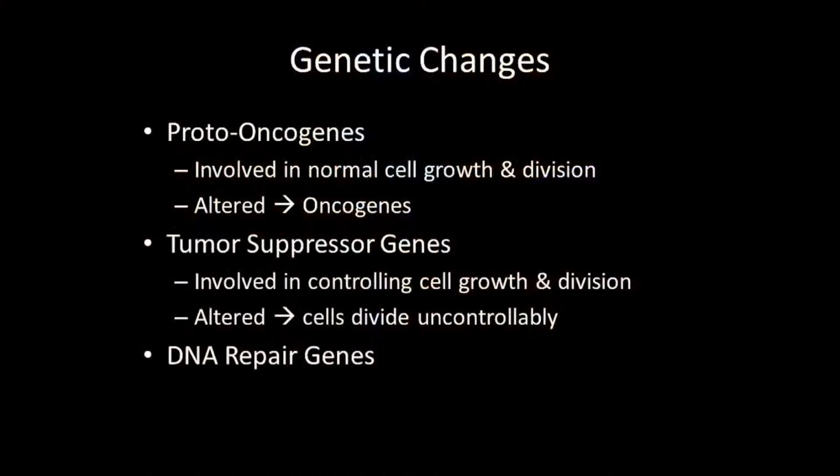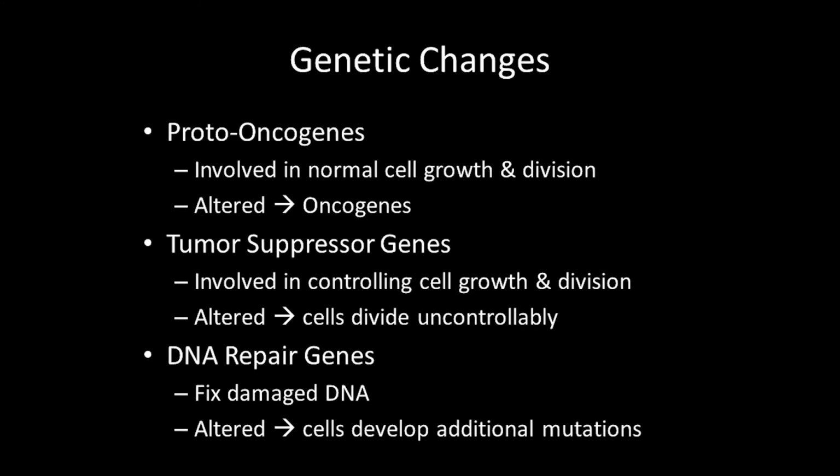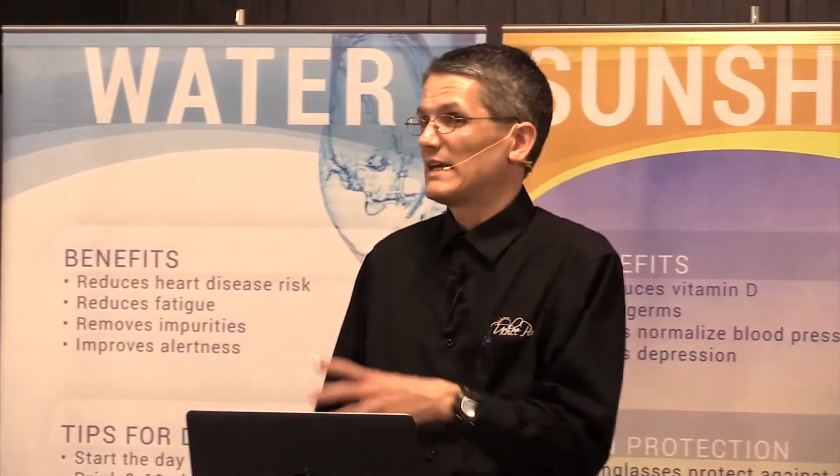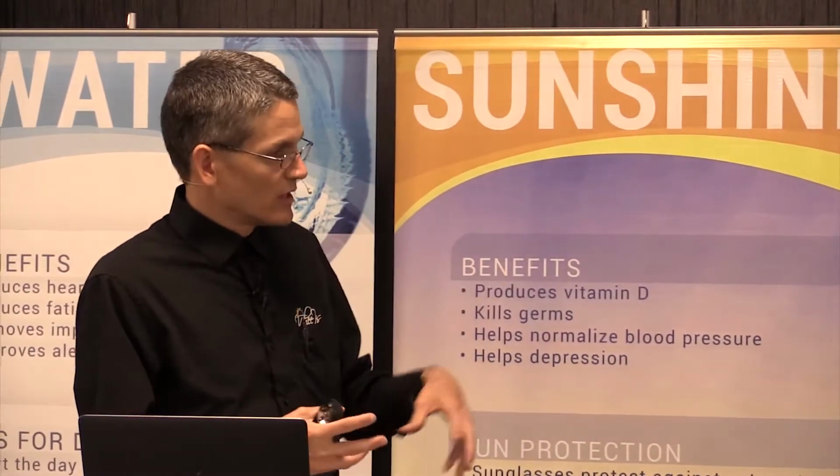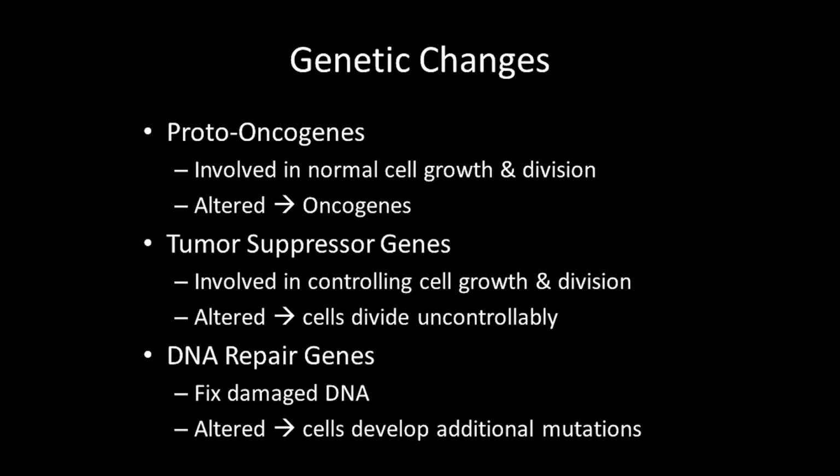And then you have DNA repair genes. These are genes that are involved in repairing the DNA, because the DNA is in a cellular environment where there's a lot of trauma that you can get from environmental factors. The DNA repair genes are there to help fix the damaged DNA. When they get messed up, the cells develop additional mutations at a faster rate because they can't get fixed like they did before. Which is one reason why, as a cancer goes along, you end up seeing more and more mutations over time.